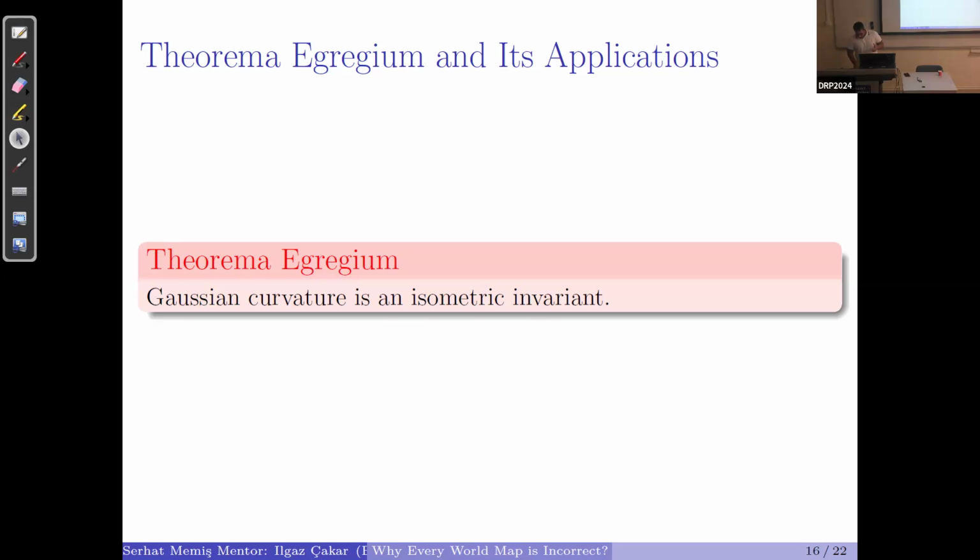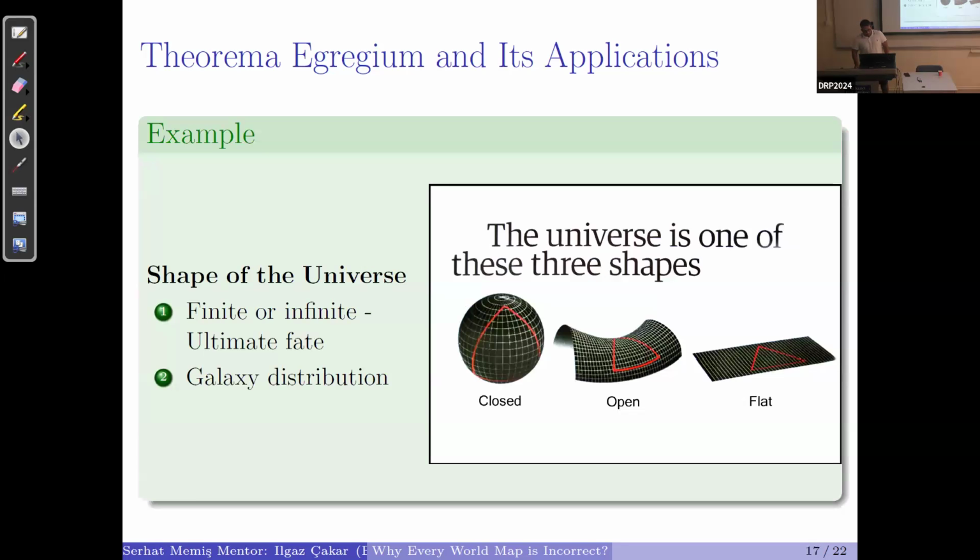So after stating the theorem, we will give three applications. One application is about Gaussian curvature, one application is about mean curvature, one application is about the theorem. So let's begin with the Gaussian curvature.